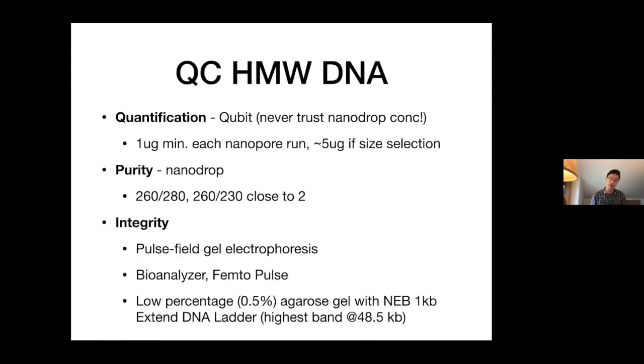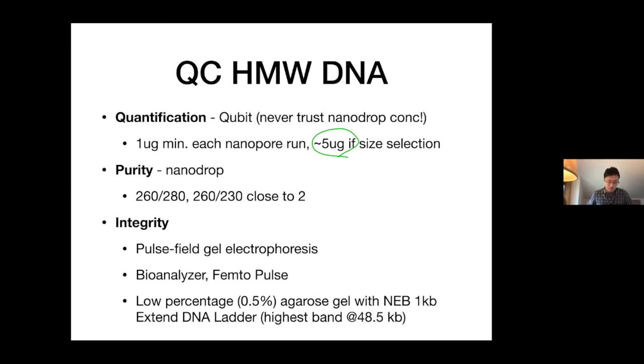One way to tell if your DNA is good is to quantify your DNA, and we use Qubit. Never trust Nanodrop concentrations. Never trust Nanodrop for quantifications. They tend to overestimate the amount of DNA. What you should be aiming for is around one microgram of DNA for a nanopore run. And it would be great if you get more, so we can do size selections to get rid of the shorter fragments. The purity is important. You can use Nanodrop to quantify the purity.